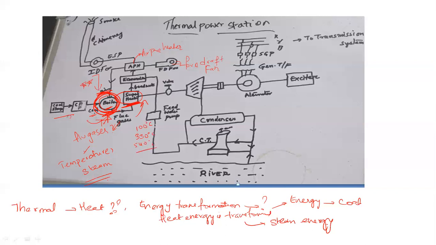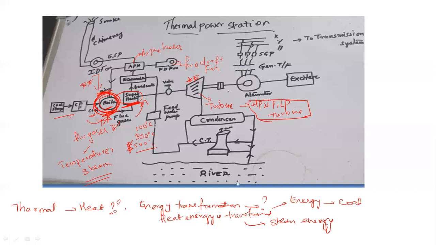Then this 540 degrees temperature steam energy is converted into mechanical energy in the turbines as shown here. This is the turbine. It will have three stages: HP turbine, IP turbine and LP turbine. I have shown just one stage, the HP turbine, and the continuation of the intermediate turbine and LP turbine.